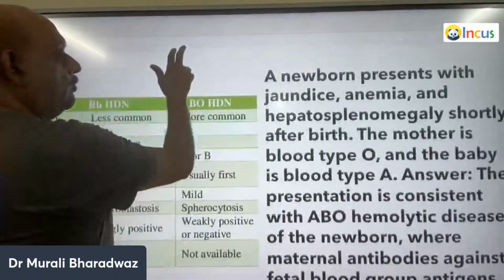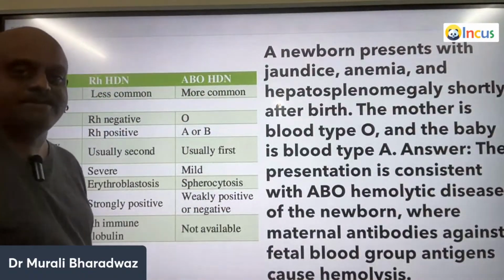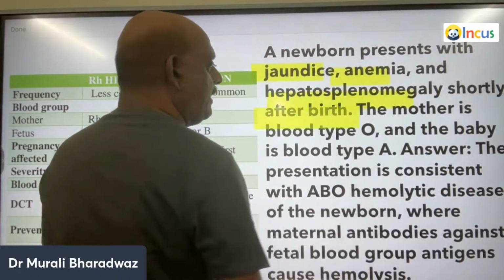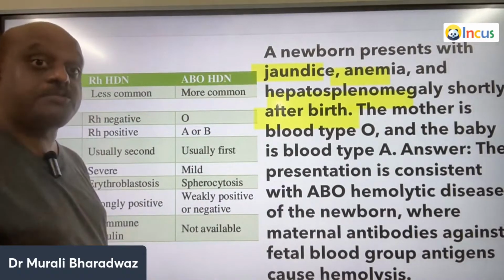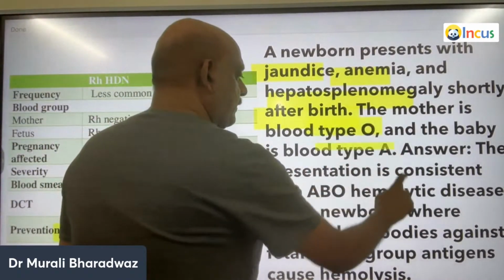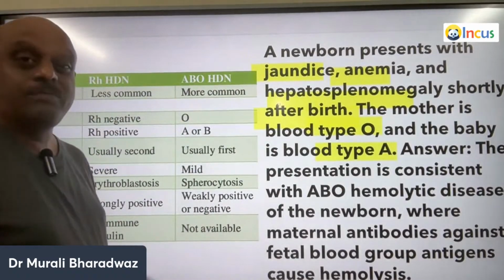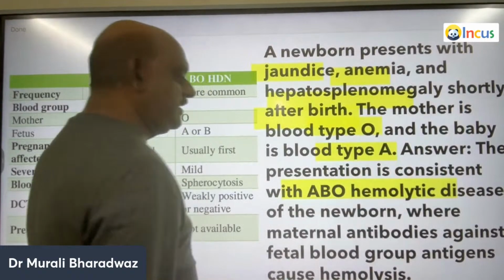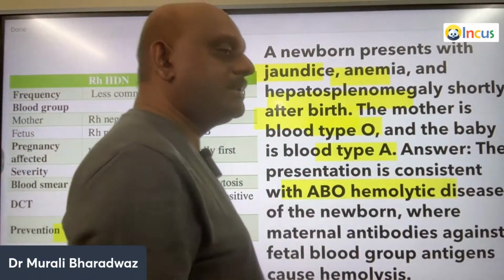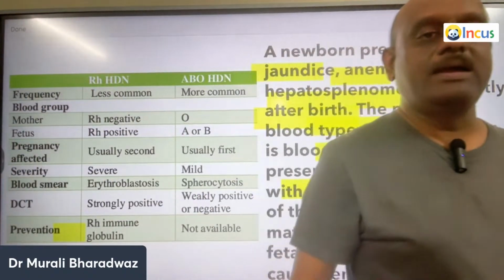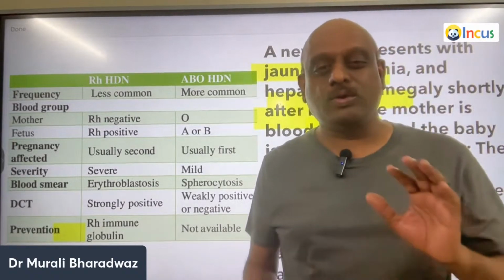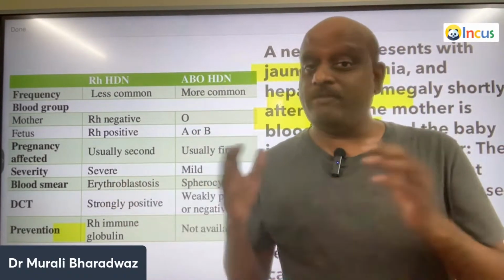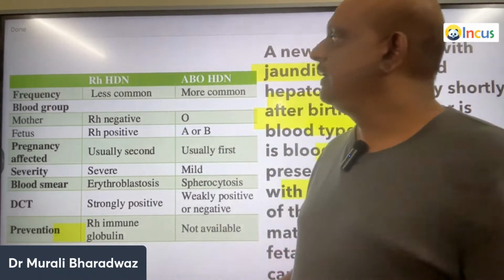Now, doctor, a newborn presents with jaundice, with anemia, hepatosplenomegaly shortly after the birth. The mother's blood group is type O and the baby's blood group is type A. So whenever such a dissociation is there, that leads to ABO hemolytic disease in the newborn, which is less severe compared to that of the RH incompatibility. So what are all the differences between ABO incompatibility and RH incompatibility? One of the favorite questions of the examiner.